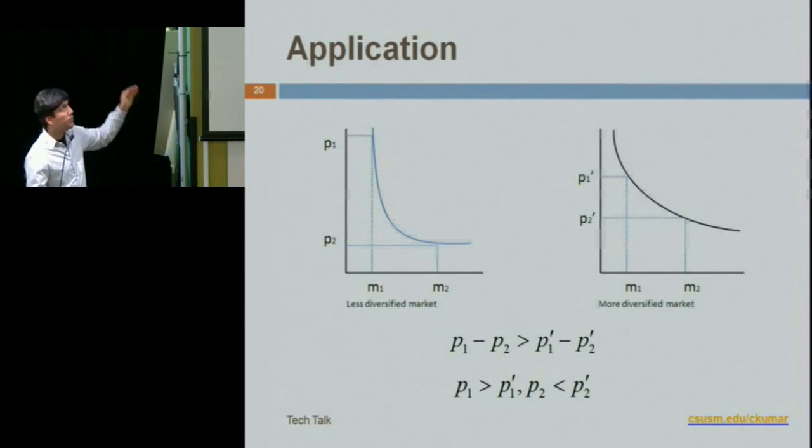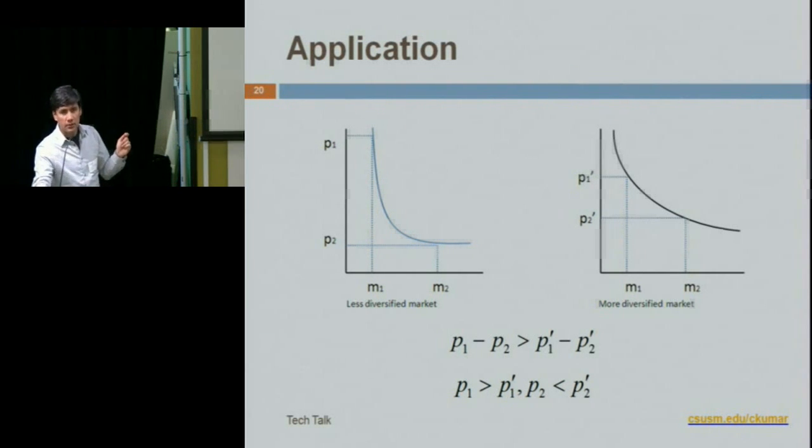The difference between P1 and P2, the corresponding prices in the less diversified market, that is, in the steeper long tail behavior, should be greater than the corresponding difference in the more diversified market, that is P1 dash and P2 dash. So in effect, P1 minus P2 should be greater than P1 dash minus P2 dash. That's the first case.